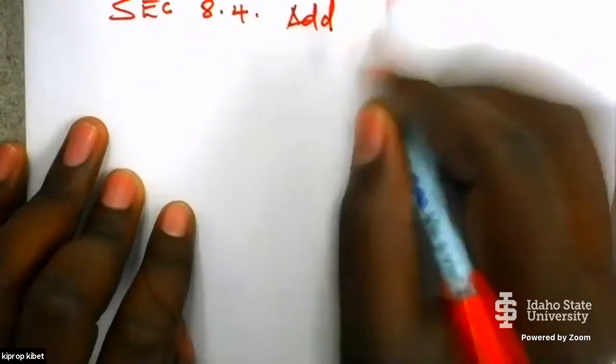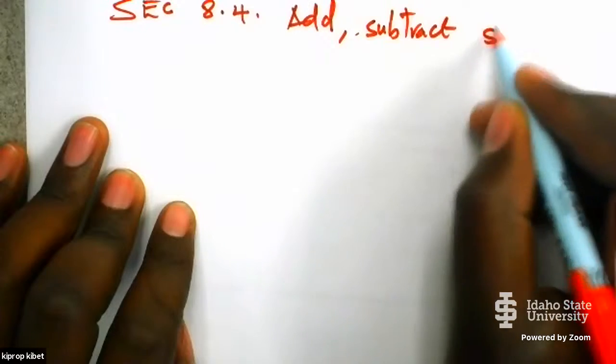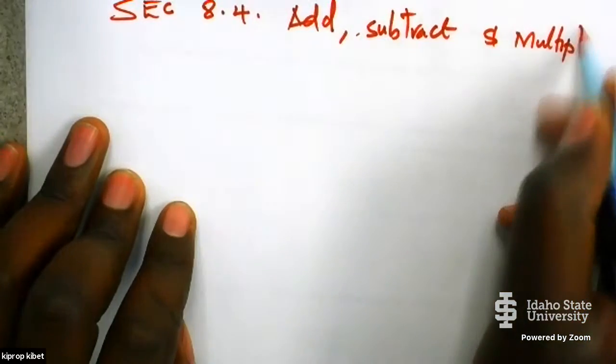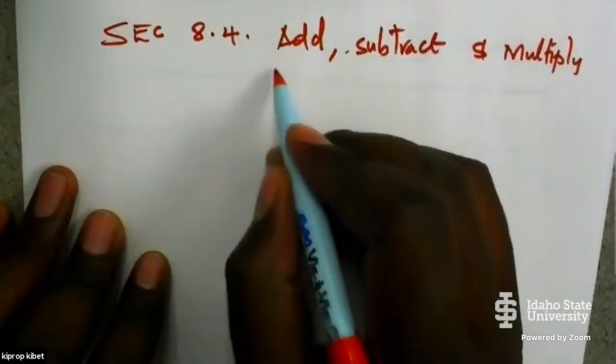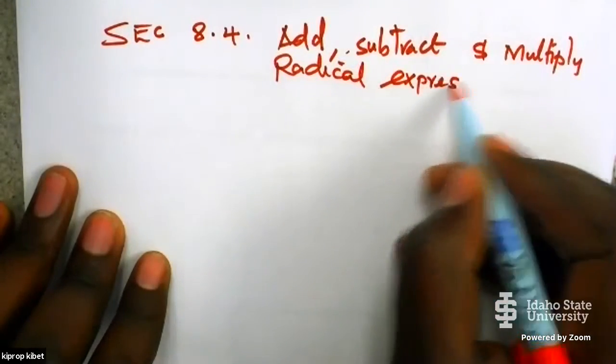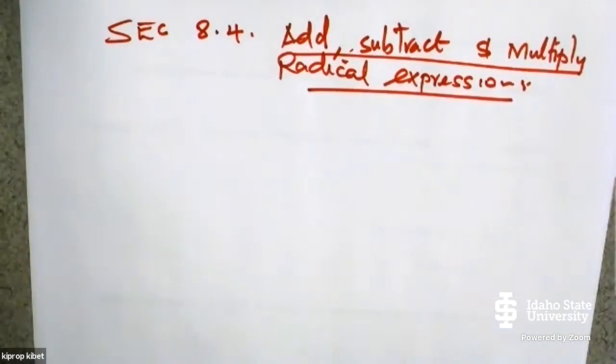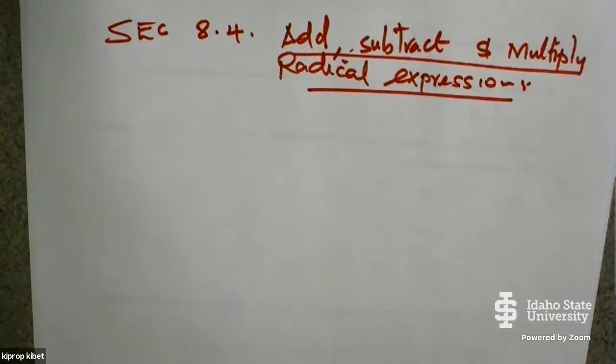Okay, so section 8.4 is add, subtract, and multiply radicals, radical expressions. Add, subtract, multiply radical expressions. So let's start from addition and subtraction.